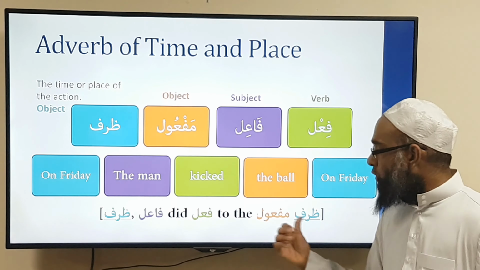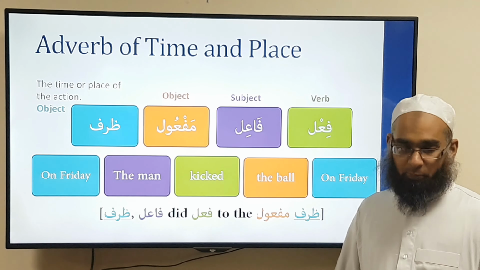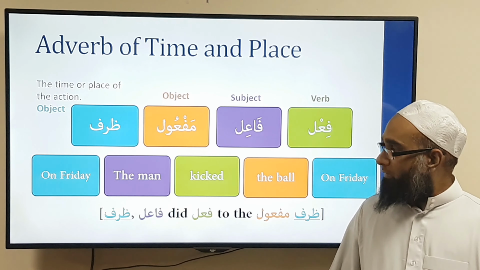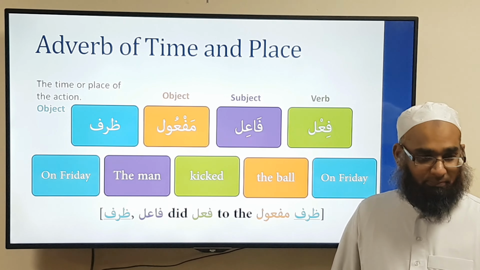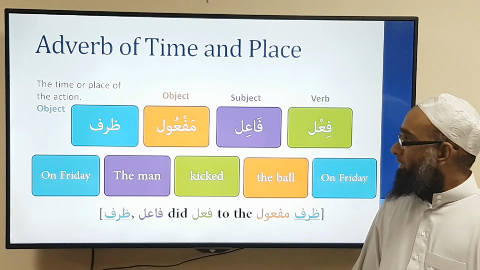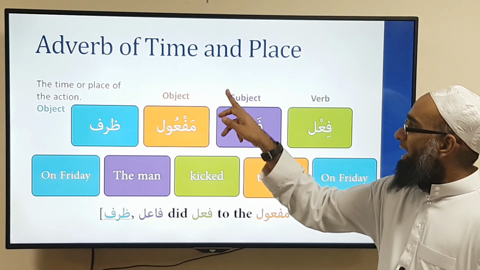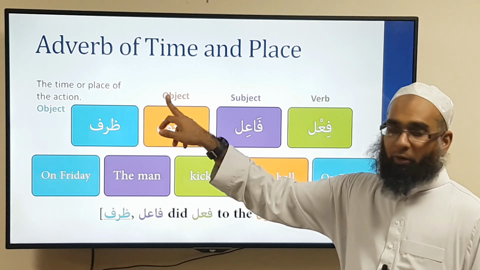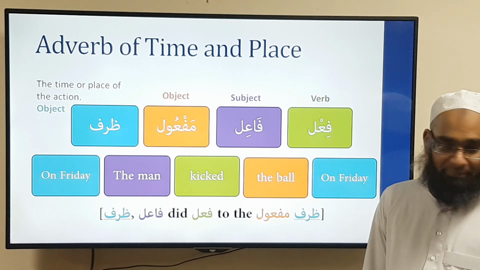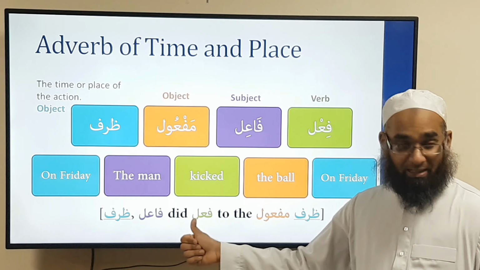Or sometimes, if you have too many parts after the maf'ul, you bring one zarf here and then leave the rest afterwards. So you know that pattern, fi'l, fa'il, maf'ul. That makes sense in English. And is that also applicable for the Arabic structure of the sentence? Arabic structure is this: fi'l, fa'il, maf'ul, VSO. So it's that way for Arabic, that way for English. And even in English, it's not the same. In English, you have the subject first, then the verb, then the object.